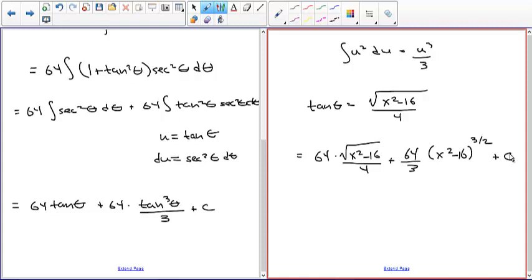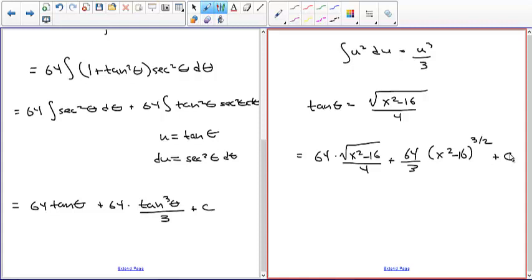But u was tangent theta, so I get tangent cubed theta over 3 for this part of the integral. And then I have to use the original trig substitutions. They're both tangent, which is nice, so I looked back at my original drawing, and the tangent was the opposite over the adjacent, which in this case was the square root of x squared minus 16 over 4. So I put that in for tangent theta, and then I cube it, and so I forgot that part.